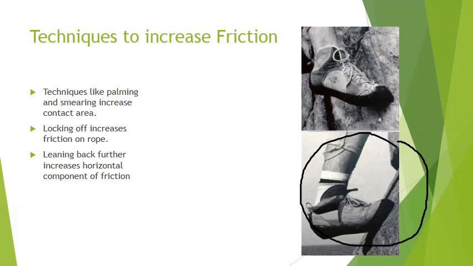As well as those techniques, when we lock off and hold the rope down when we belay, that actually increases the friction on the rope, and as we know, that's a really important thing in our safety. And when you're descending the wall, leaning back further actually increases the horizontal component of friction, and we'll talk a bit more about that in the next couple of slides.